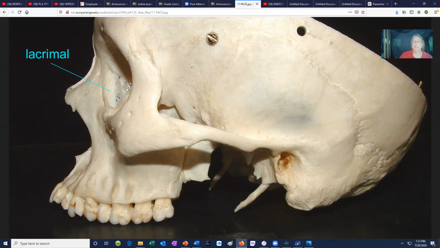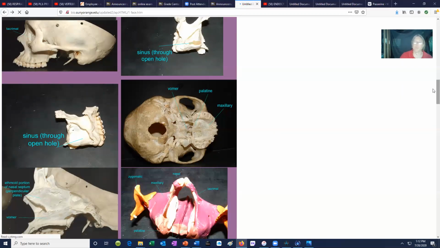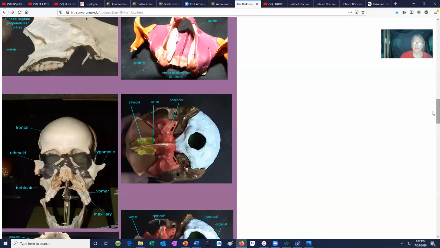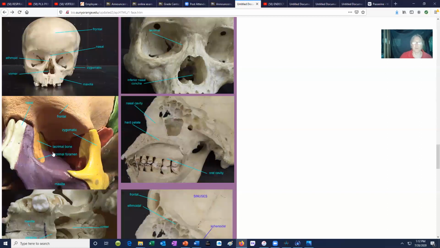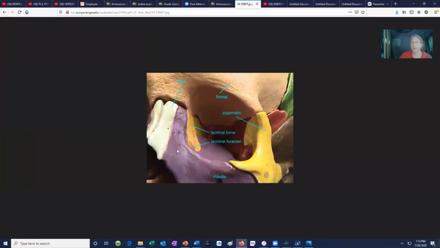Just in the medial portion of the orbit, there is a small bone, the lacrimal bone, which has the tear duct, the lacrimal foramen, so that when we make tears, this solution which cleanses the eyeball can then pass medially over the eye and then drain here through that opening in the lacrimal bone, and then go from there into the nasal cavity. And so once again, tears cleanse the eye, they move medially, and then they can drain into the lacrimal foramen in this small lacrimal bone.